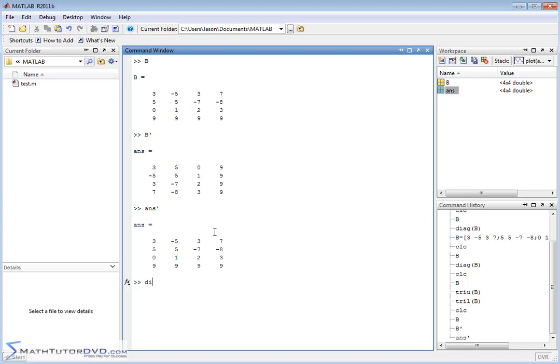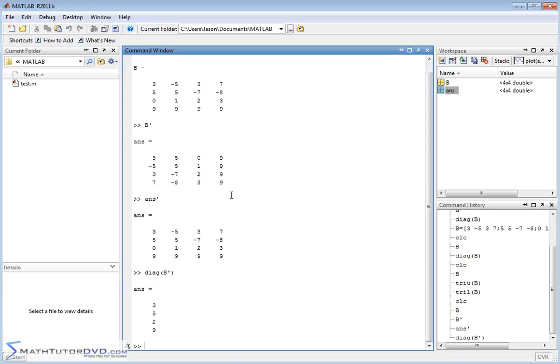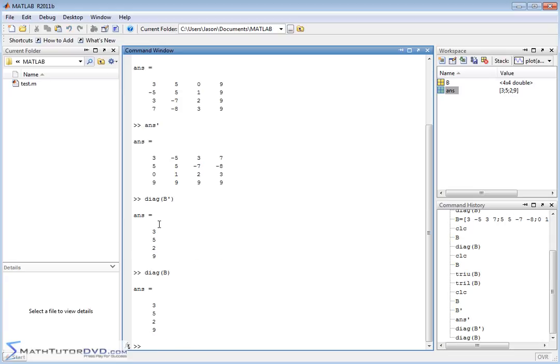If you want to take the diagonal, we did diagonal of B before, let's do diagonal of B prime. So in this case, we're going to take the transpose and take the diagonal. Notice that the diagonal elements along B prime or B transpose are the exact same elements as the diagonal across B, because when you take the transpose, it just flips it. The diagonal elements remain in the same place. So when you take the diagonal elements of either one of these things, you get the same answers.